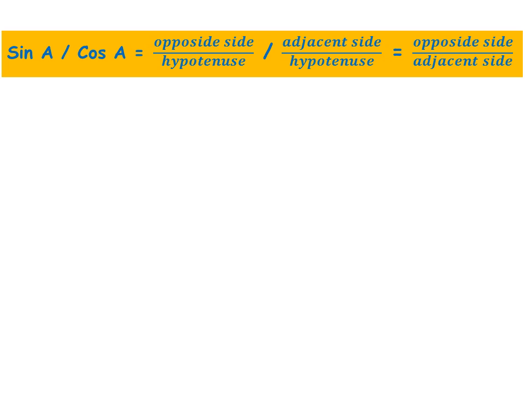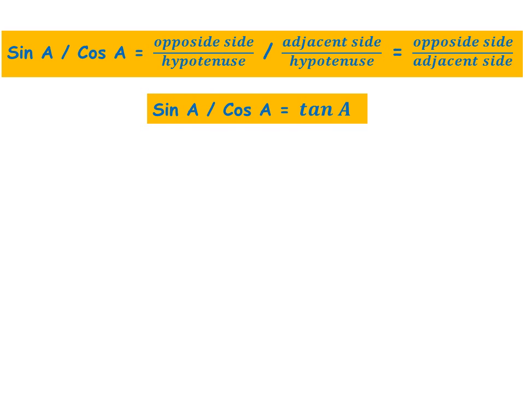Now, let's note something. If I want to divide sine A over cosine A, sine A equals opposite side over the hypotenuse, divided by cosine A, adjacent side over the hypotenuse, so the quotient will be opposite side over the adjacent side. What is the ratio which equals opposite over adjacent? It's tan of the angle. So I can say that tan A equals sine A over cosine A.